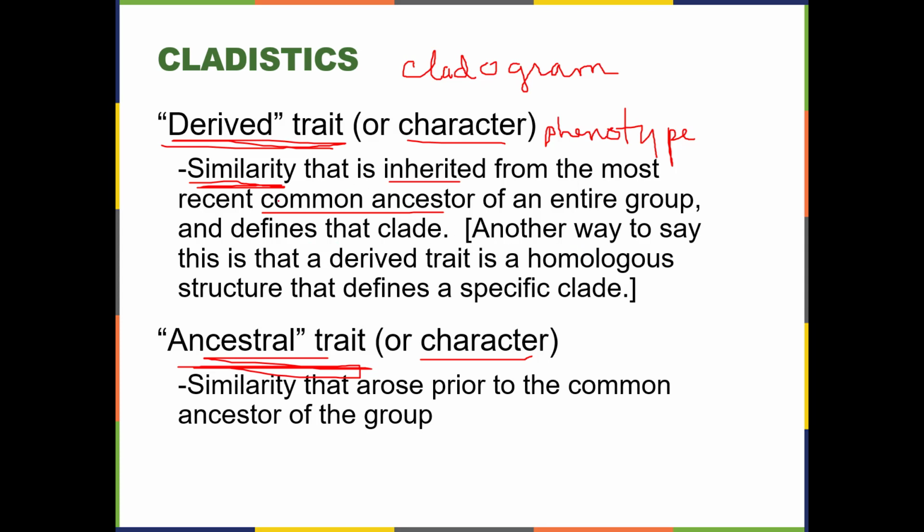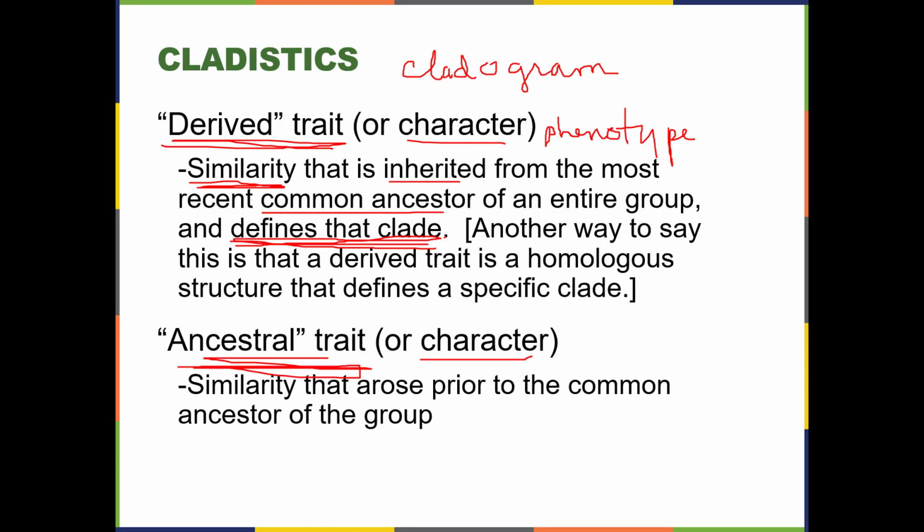And that isn't the full definition, though, because a derived trait has to define the clade. A clade is a group, so a clade could be a species, a genus, a family, order, a class, a phylum, or a kingdom, or a domain. And it has to be the defining feature of the clade, typically.